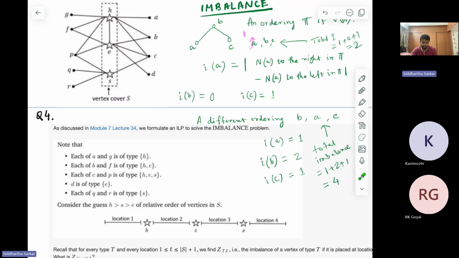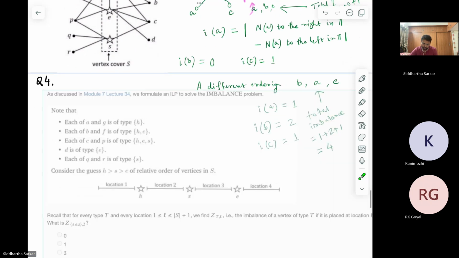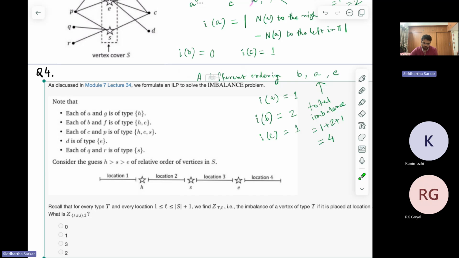So far so good. This is the graph, and in this graph, you know that this is a vertex cover, H, E, S. So we can spend a minute to see that this is in fact a vertex cover. None of the edges are left out after you have taken these 3 vertices. Yes, H, E, and S are the vertex cover. Okay. So now you can read the question. Now we are in business. Okay, so what is type, also I have to tell.